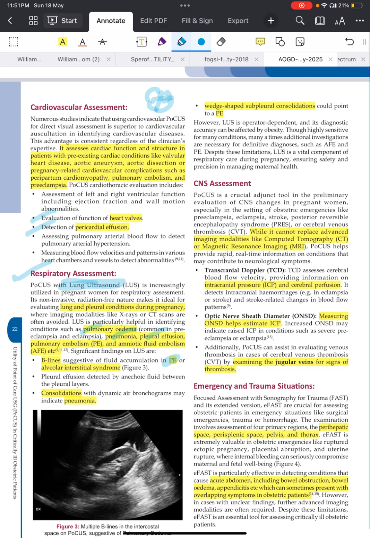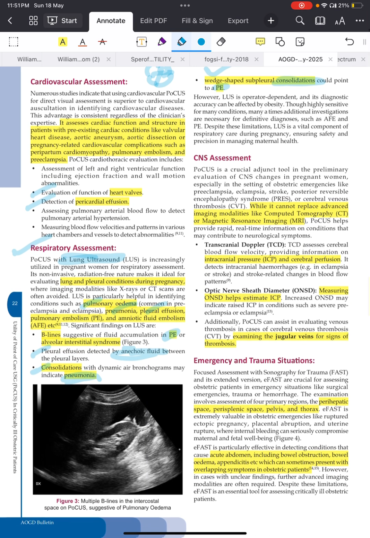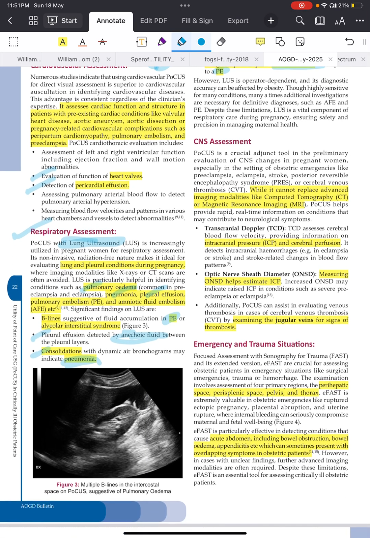Pleural effusion can be seen as anechoic fluid. Consolidations are seen in pneumonia, and wedge-shaped pleural consolidations are seen in pulmonary embolism. Even CNS assessment can be done by ultrasound, but CT and MRI no one can replace.